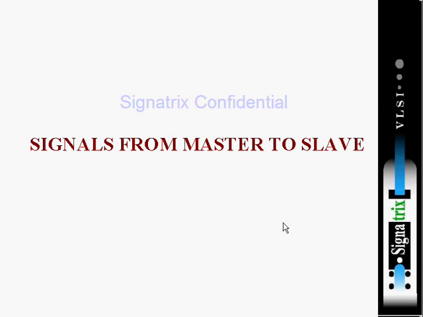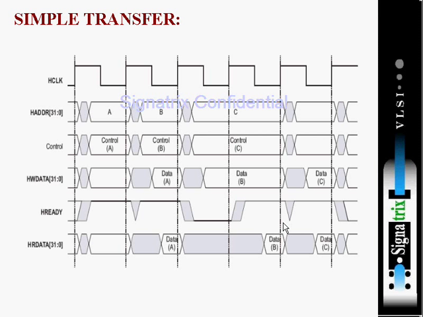Okay, next we are going to see about signals from master to slave. You just look at this slide and you'll get a clear picture about how the data is moving from the master side to slave side. We know that HCLK is the global signal, HRESET is also another global signal. So in AMBA AHB bus architecture, everything will work with reference to this clock.